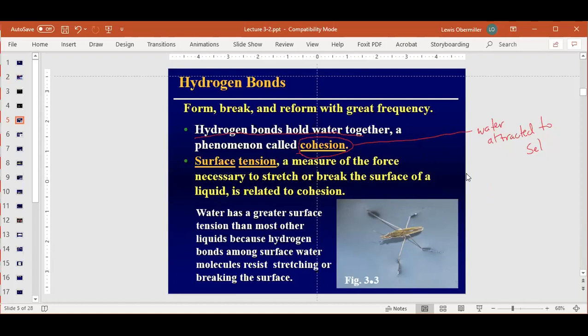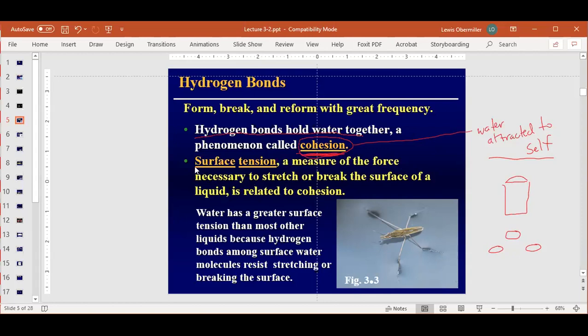Water is attracted to itself through these hydrogen bonds, right? Kind of like holding hands. And you see this all the time. Now, if you don't believe me, go get a glass of water and fill it up, and you'll see that water molecules stick together, right? Or pour some water on the counter and you'll see that it makes these blobs because water likes to stick together. So that's what causes the property of cohesion.